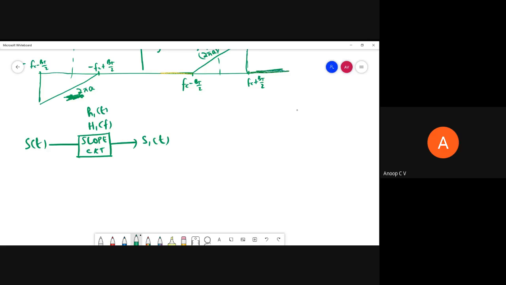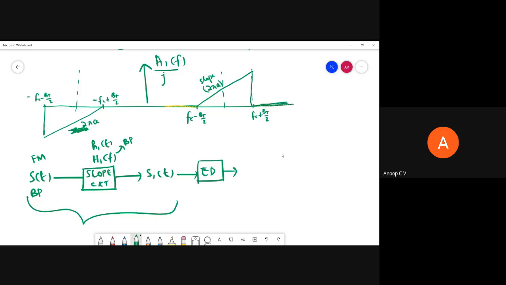Now the FM signal is passed through the slope circuit, and we are getting s1 of t. This s1 of t is what we are supposed to pass to an envelope detector. So how do we tackle this part? The issue here is that s of t is a bandpass signal, and H1 of f is in turn a bandpass transfer function. You can see it's a bandpass transfer function, and similarly s of t is also a bandpass signal.